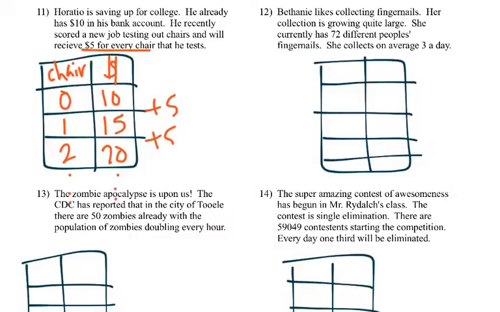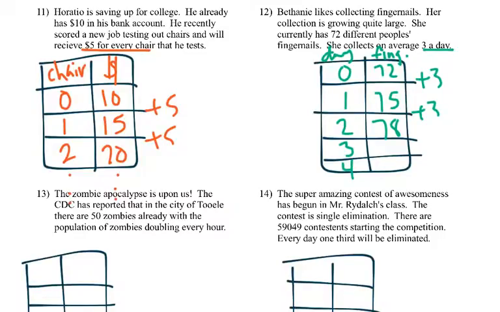Okay, 12. Bethany likes collecting fingernails. Her collection is growing quite large. She currently has 72 different people's fingernails. She collects, on average, 3 a day. So, she wants to know her fingernail collection. So this would be fingernails, and she's collecting them every day, so that'd be day. So how many did she have already? 72. Now for every day, she's adding 3 more. So that would be 75, then 78, right? Do you see the pattern? Then 81, then 84, and so on.